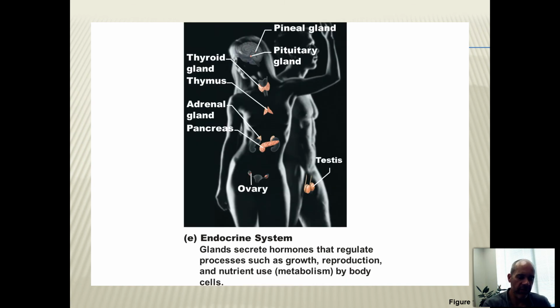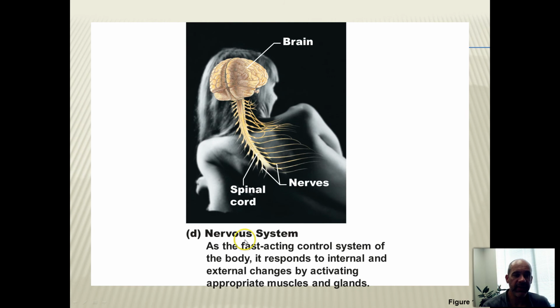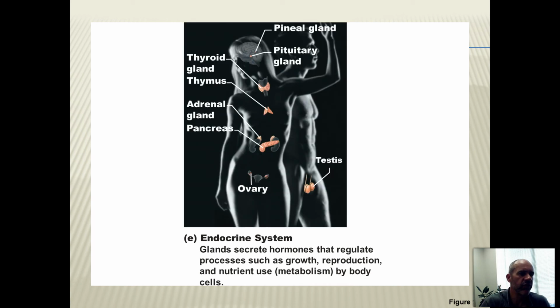Another aspect of the nervous system, if I can back up here, fast-acting control, that is something you definitely want to associate with the nervous system. And you guys know that. Your brain acts very quickly to control things. So keep that in mind. Fast-acting control, almost instantaneous control.